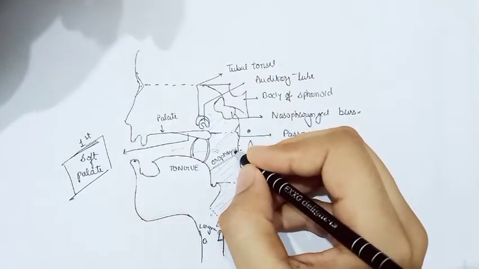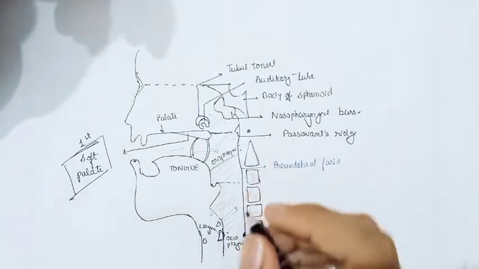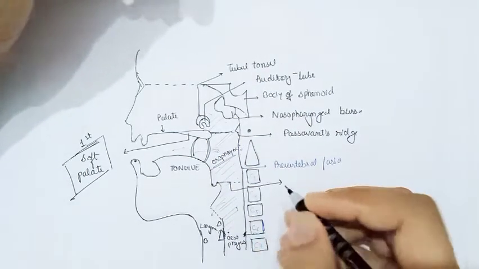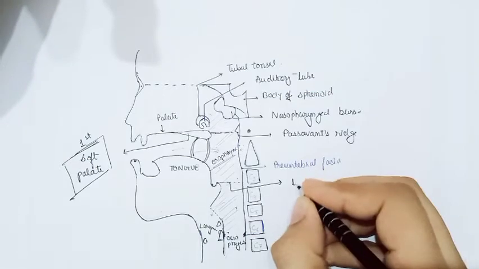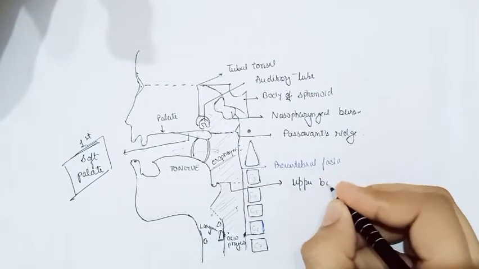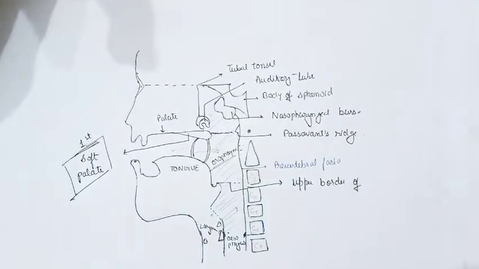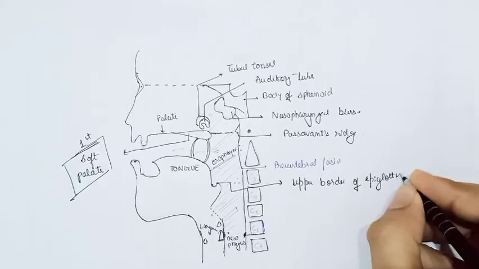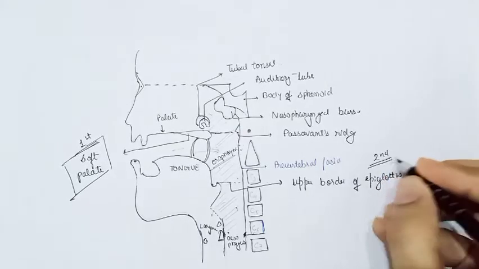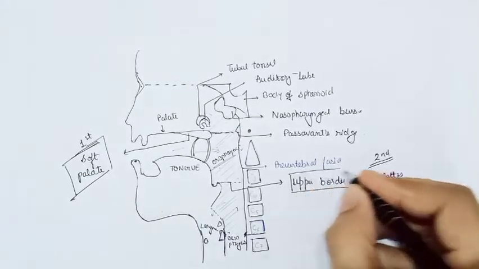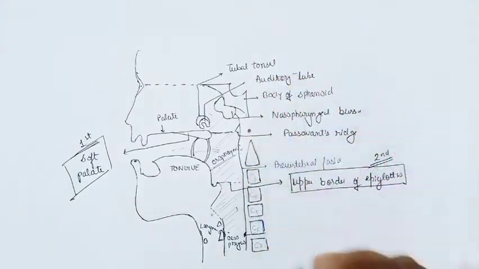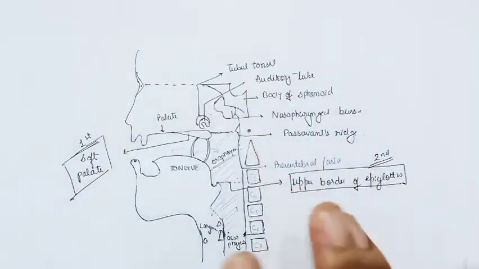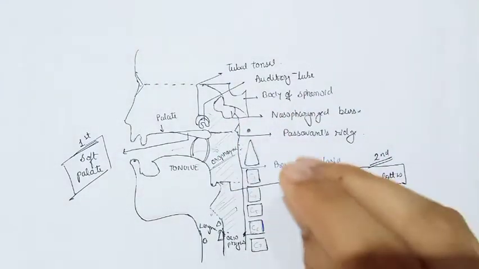So the oropharynx extends from the margin of the soft palate to the upper border of the epiglottis. Upper border of the epiglottis. So this is the second landmark that you should know. The pharynx is divided into three parts with the help of two landmarks. First is at the level of the soft palate, and the second one is at the upper border of the epiglottis. So let's draw the margins and have a look at the extent of each.